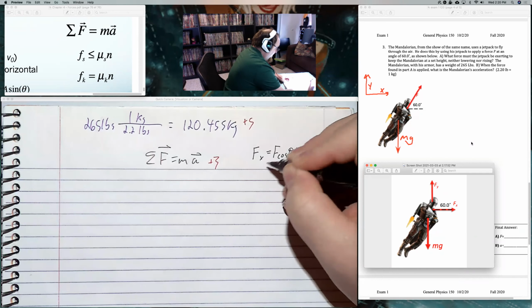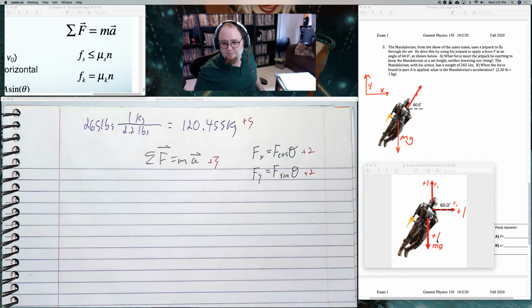Also, I should write this, I guess, up here. Free body diagram was worth points. There was plus 1 point for each vector on the free body diagram. So 5, 6, 7, 8, 9, 10, 11, 12, 13, 14, 15. We're up to 15 points out of 25. Haven't done any math yet, and I'm at 15 points out of 25.